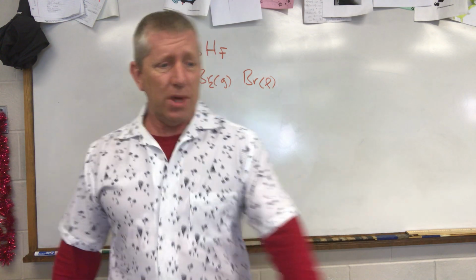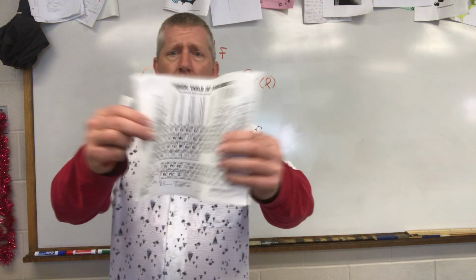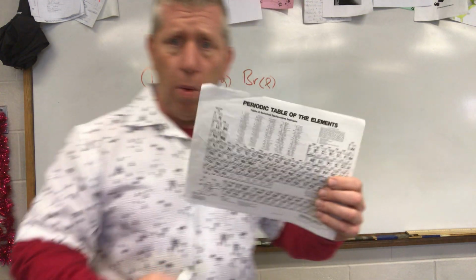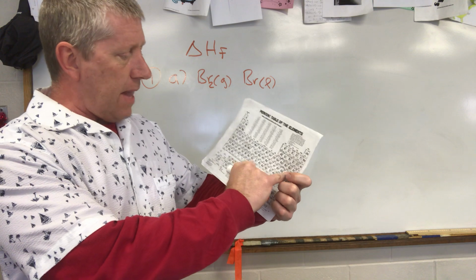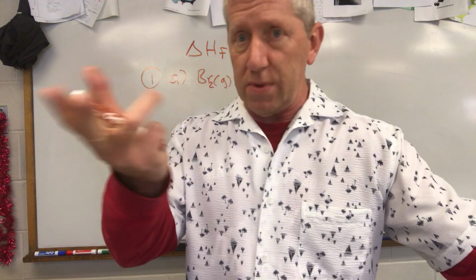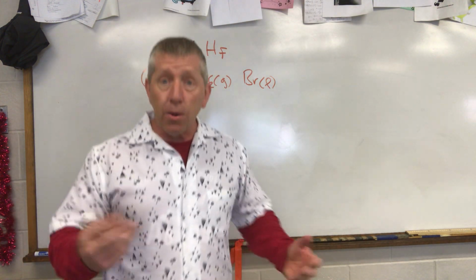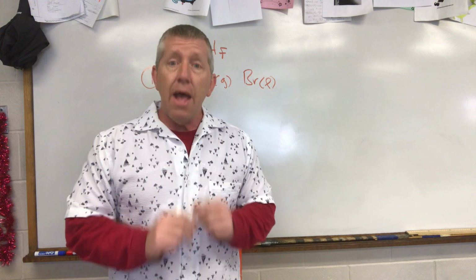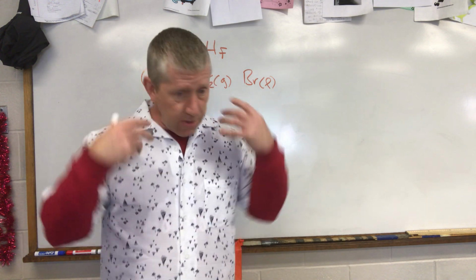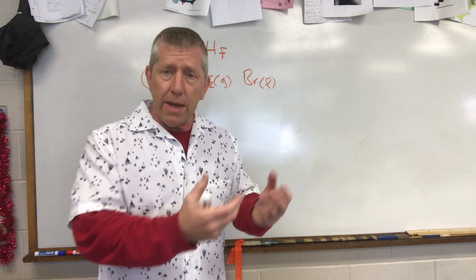Find out. Get yourself one of these right here. You have one. I gave you one. And find bromine and see what it is. Hey, look, it's the same shade as mercury at room temperature, 25 degrees Celsius. That means it's a liquid. Bromine is a liquid under standard conditions. That is the common state of the element bromine under standard conditions.